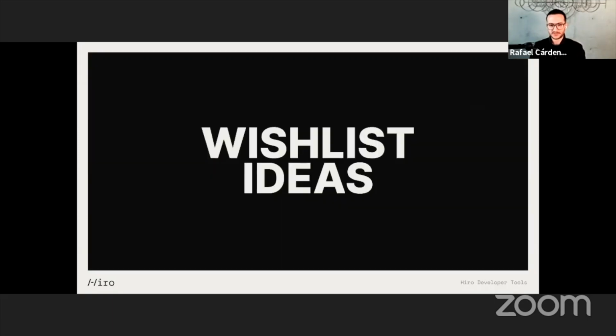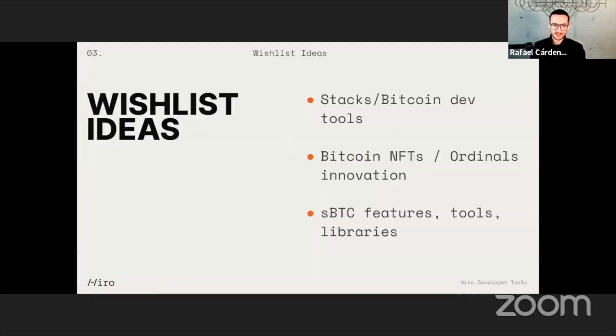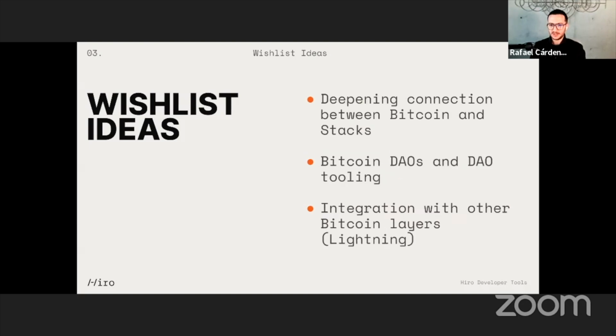So again, going back to the wishlist ideas, now that you know more about our tools, you can use these again for dev tools on Stacks and Bitcoin, Bitcoin NFTs, ordinals, sBTC, deeper connection between Bitcoin and Stacks, DAO and DAO tooling, and integration with other Bitcoin layers as well, such as Lightning. And again, these are just some wish list ideas that were mentioned by Alex, the CEO of Hero. But again, there's just so much you can do, and we really encourage you to do them using our tooling.